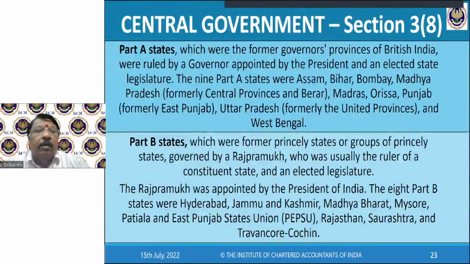Okay. Once we got into the constitution, we could not take it out. Then you have the Part B states, which were ruled by kings: Hyderabad, Jammu and Kashmir, Madhya Bharat, Mysore, Patiala, East Punjab, Rajasthan, Saurashtra. Do you notice one more thing? All these names were also names of subsidiaries of the State Bank of India.